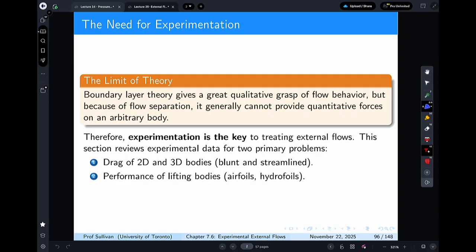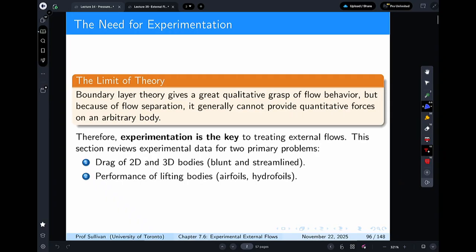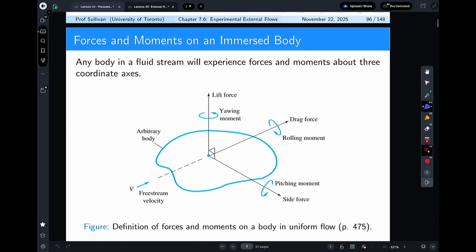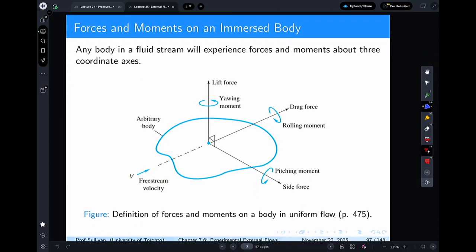And when I did this lecture yesterday, I was looking for a particular chart, and I realized White doesn't have it. So I then did an update to these notes, which you may or may not see today, but you definitely will see tomorrow. But drag of 2D, 3D bodies, blunt or streamlined, performance of lifting bodies, and how do you use this information, and how do we kind of go from charts to data? So we have lots and lots of charts here. That's one of the things that comes out of this.